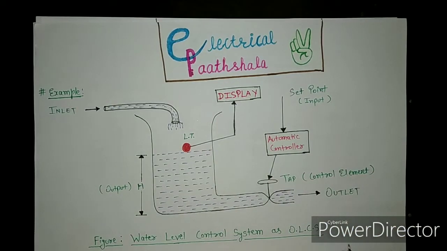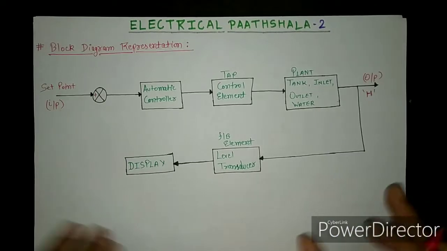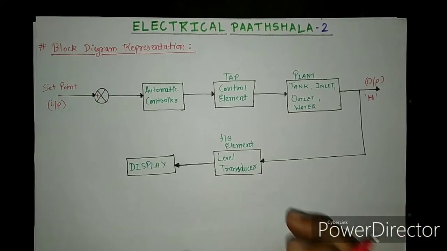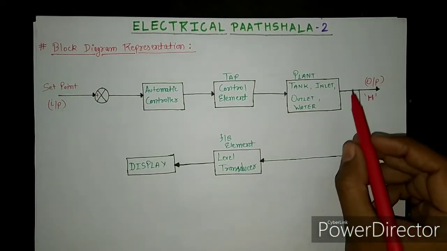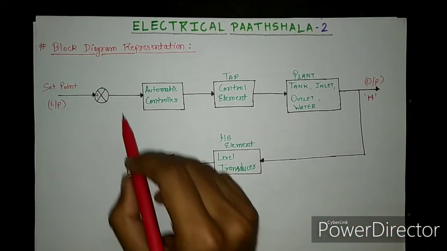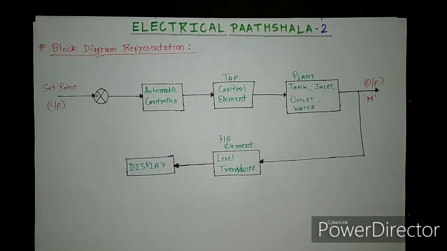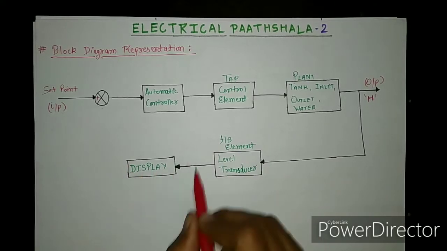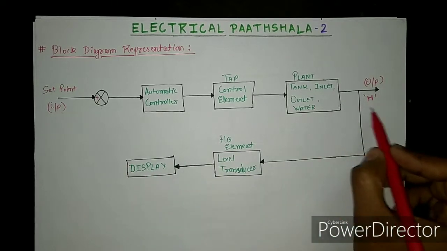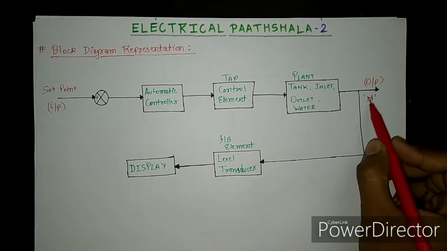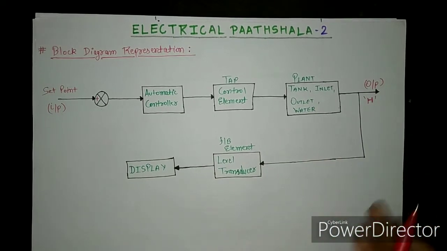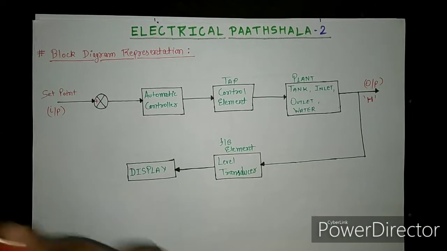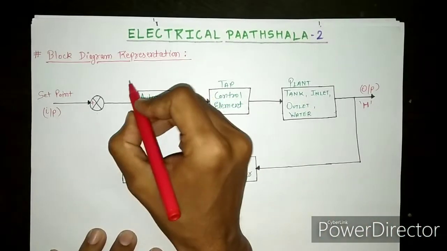Now this is the block diagram representation of the water level control system. In this block diagram you can see that feedback is not connected to the forward path or controller. Instead it is connected to a display which will display the output of the system. What is the output? The height of the water level at any instant of time, and input is your set point value.